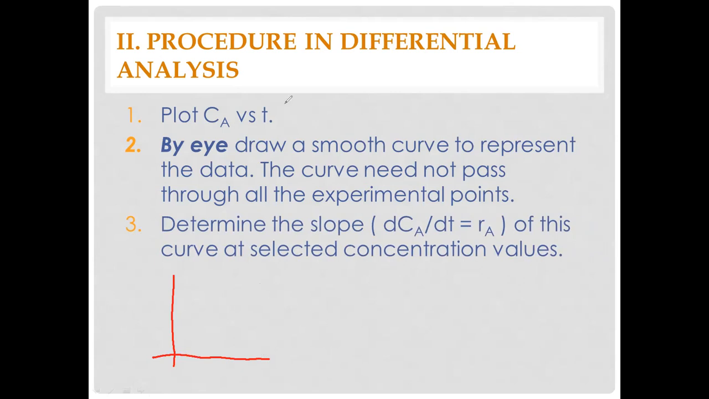And let's say you have these points. Okay, these are your data points: 1, 2, 3, 4, 5, 6, 7. Here. And let's say you have one extraneous point there: 1, 2, 3, 4, 5, 6, 7, 8, 9, 10. So you have 10 points. I have one here, another here. So these are your C sub A versus T data.